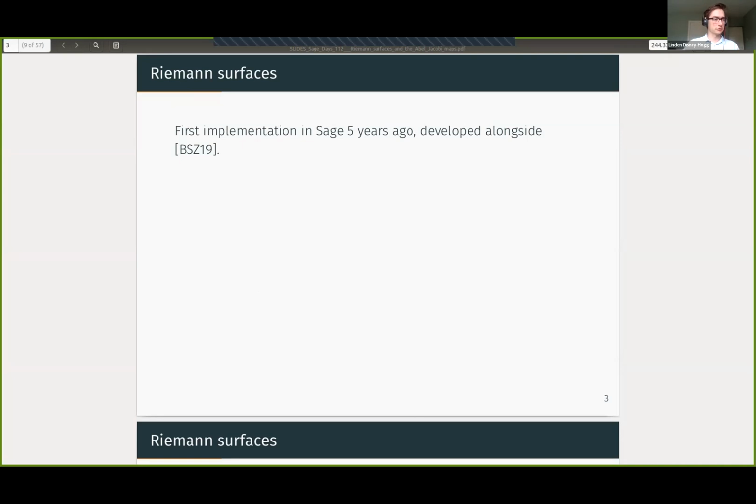So just to give a brief overview of Riemann surfaces, as I said, because I'm not sure what everyone's background will be, it was first implemented 5 years ago in Sage by Bruin, Sijsling, and Zotine. I have to put my hands up here and say I'm biased. Bruin was my mentor for the Summer of Code, so anything I say about this paper and how great it is is immediately biased, and you can't take my word for it. But for this implementation, we're just going to need 2 things for a Riemann surface.